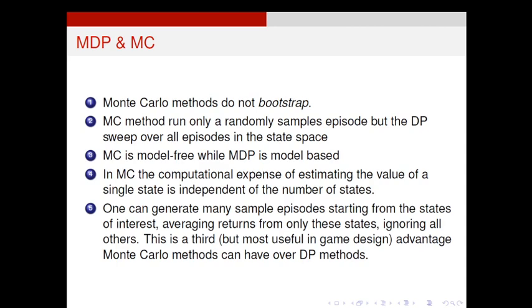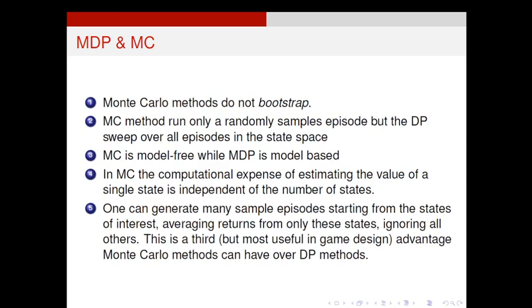In MC, the computational expense of estimating the value of a single state is independent of the number of states, because it never makes use of the state value to calculate the state value of another state. So it is independent of the number of states. And MC calculates state values on episodes. Those episodes never contain all the states. One can generate many sample episodes starting from the state of interest. We can start episodes from a particular state, averaging returns from only these states, ignoring all others.